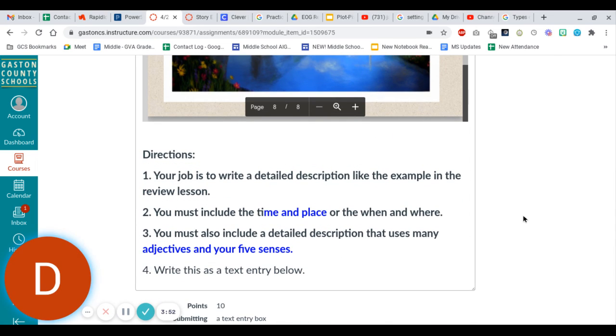So that is your quick assignment in class to do, to write the detailed description like the example in the lesson we just looked at. You must include the time and place, or the where and the when, and you must also include a detailed description that uses many adjectives and your five senses. And you're going to write that as a text entry below.